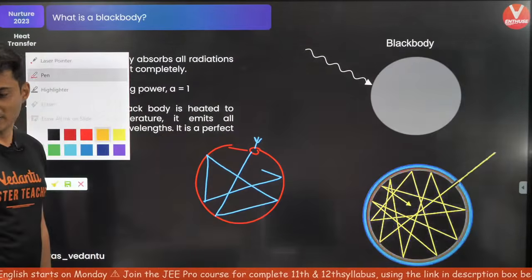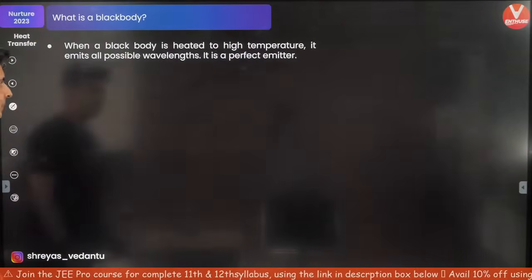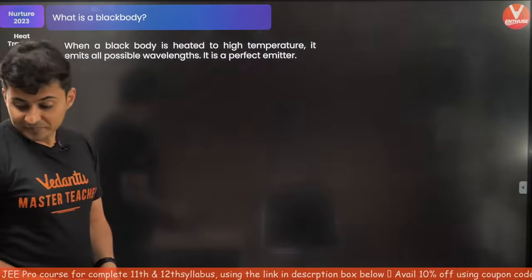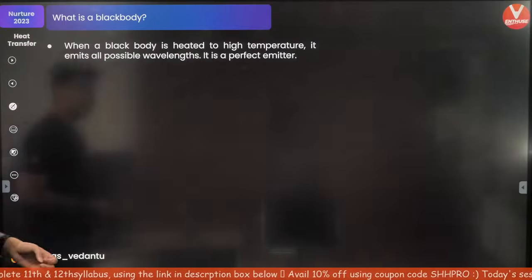Is that understood? My lectures are also black body. Yes, we have shifted to dark mode. Now, if this much is clear, we'll go ahead.